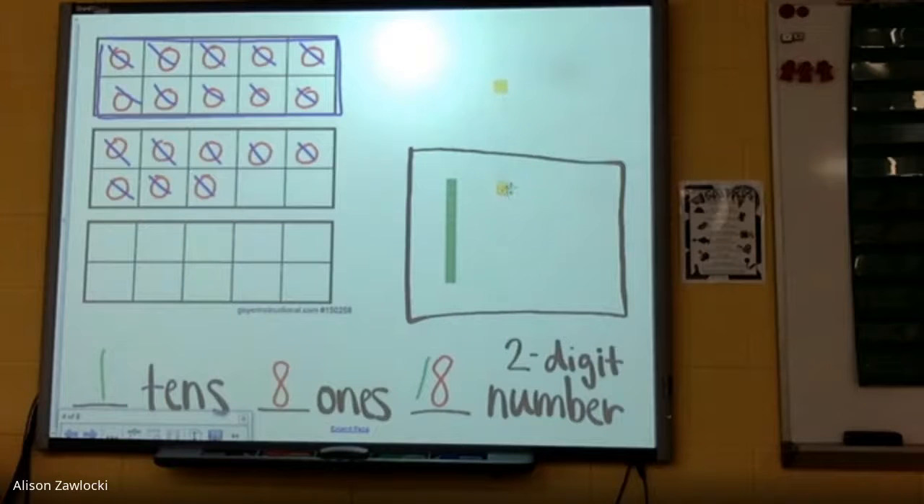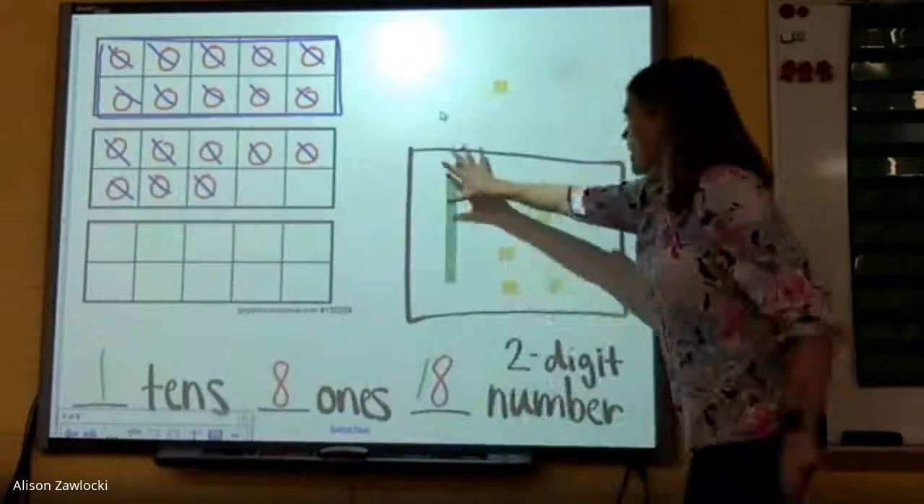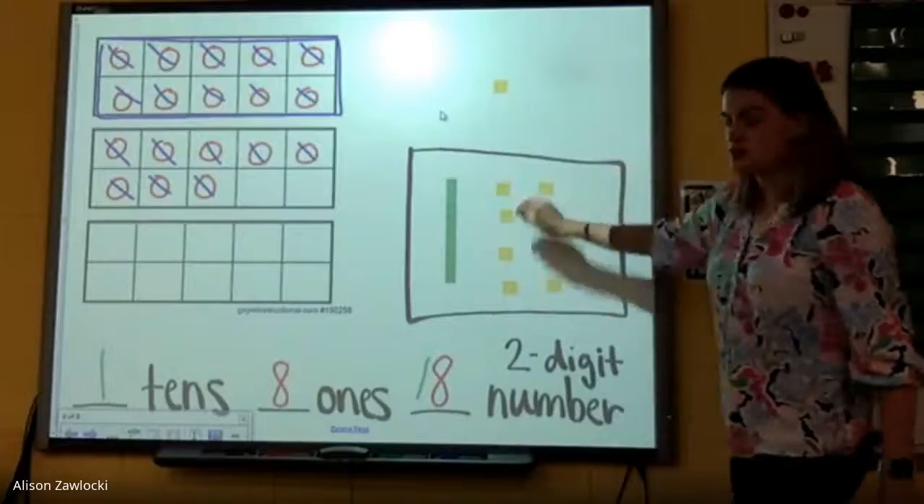All right. 1, 2, 3, 4. How many more do I need? That's right. 4 more. 5, 6, 7, 8. Very good. So I just showed my number in base 10 blocks. I have 1 10 and 8 1s.